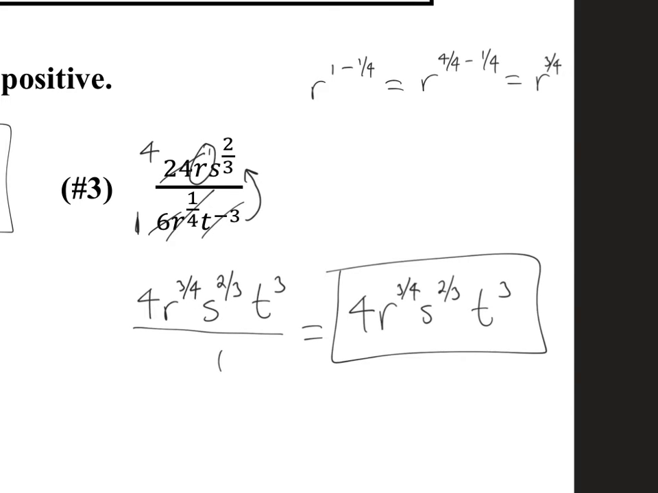And there's our final answer. We got rid of all the fractions. We combined all the different bases. We had r on top and bottom. We combined those. S to the 2/3 we didn't really do anything with, and we got rid of the negative exponents. Okay, those are some things you want to look out for to get rid of here.